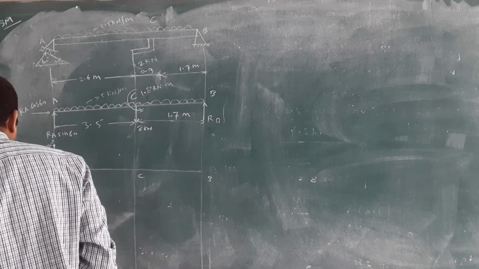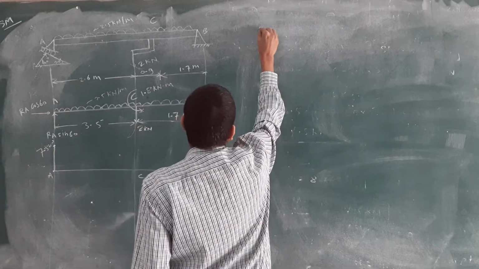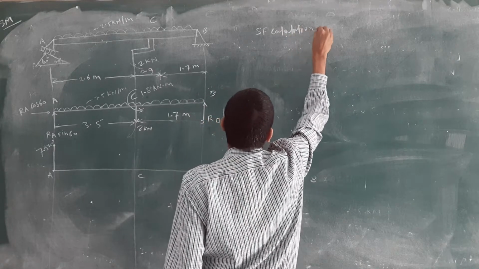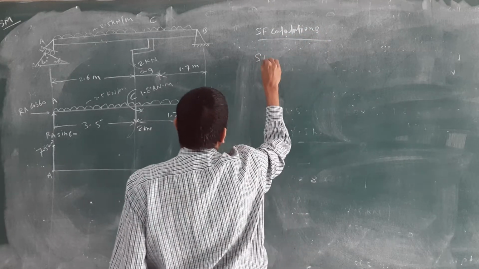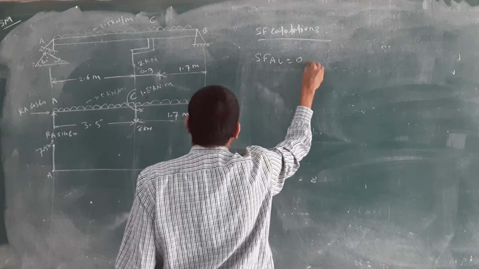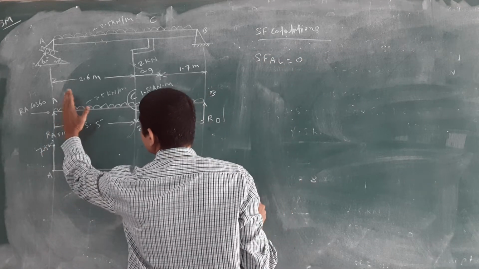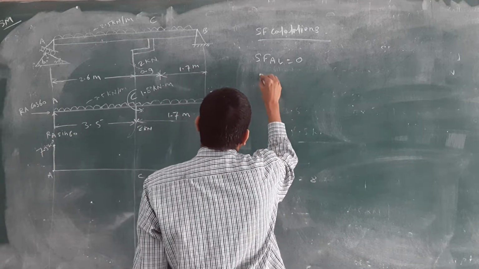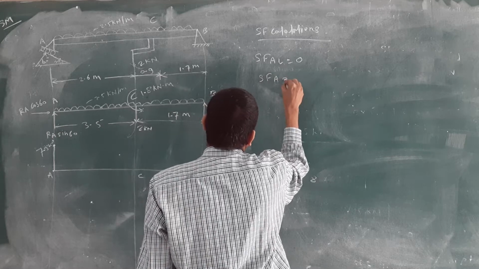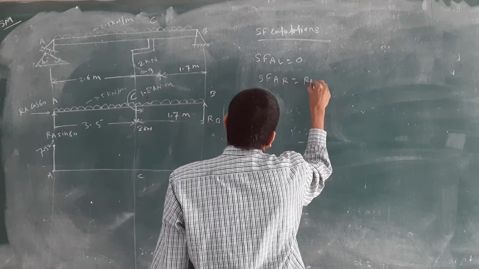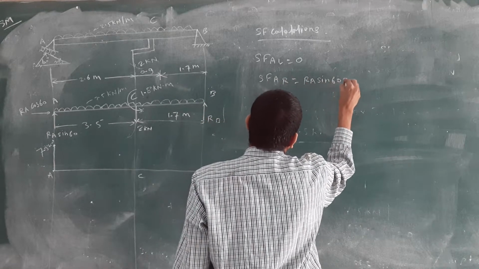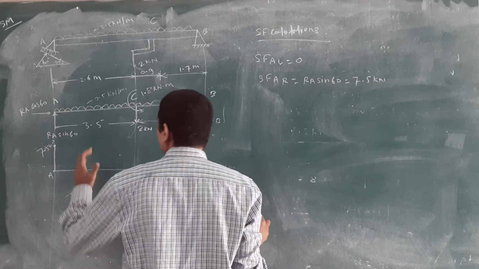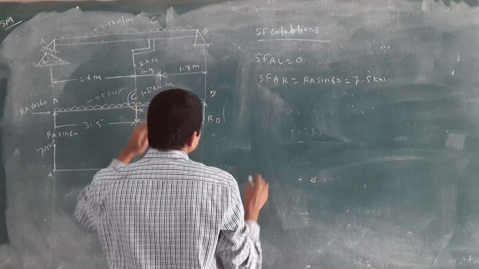I will write the SF calculations. What are the SF calculations? SF at A, just left side, you will get 0. SF at just right side of A, we have Ra sin 60. What is the value of Ra sin 60? 7.5 kilonewton. Then next point, SF at C.